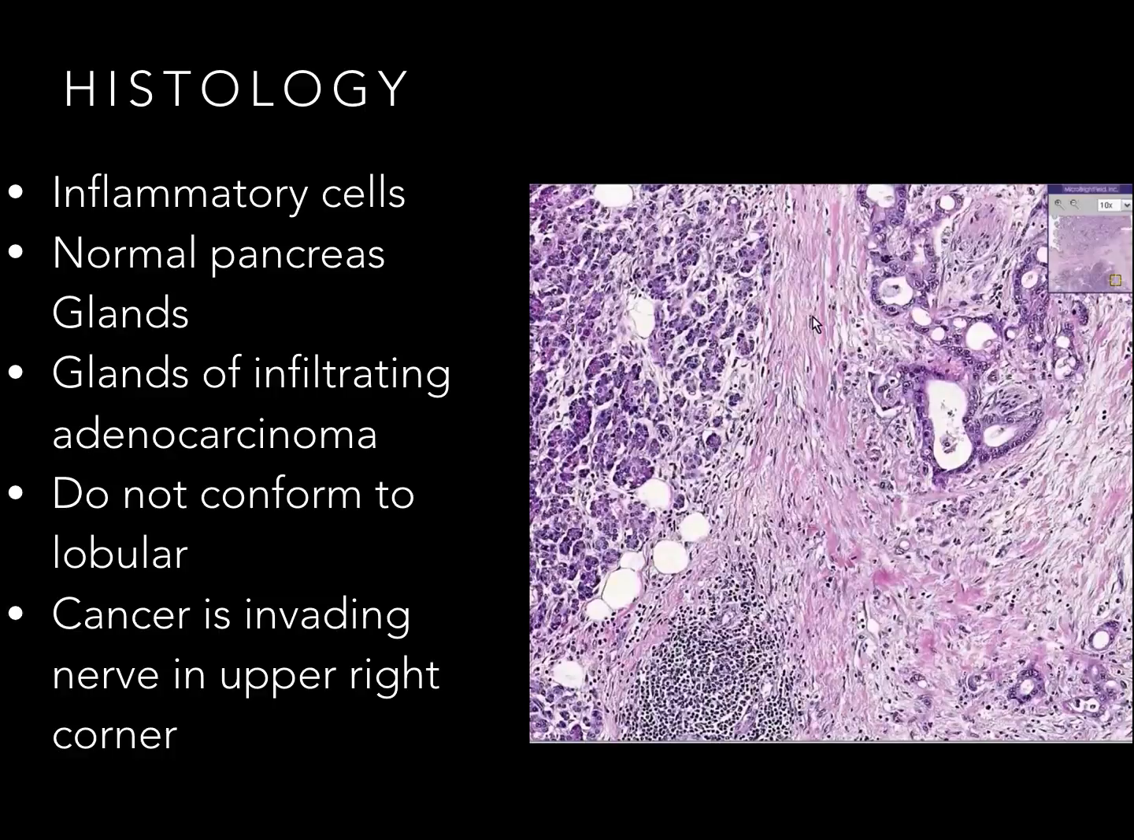In the top right corner, you will see glands of infiltrating adenocarcinoma with big, dark, pleomorphic, hyperchromatic nuclei. These cells do not conform to normal lobular growth. As well, at the bottom, you can see veins with invading nuclei.